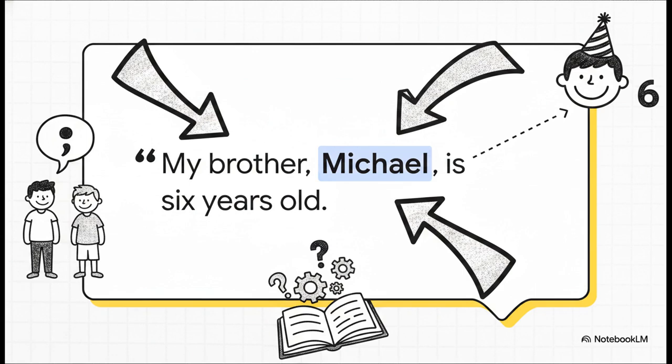Take this sentence. My brother, Michael, is 6 years old. Because Michael is set off by commas, it is non-restrictive. It's just extra information. By using commas, the writer is grammatically implying that they only have one brother, and oh, by the way, his name happens to be Michael.